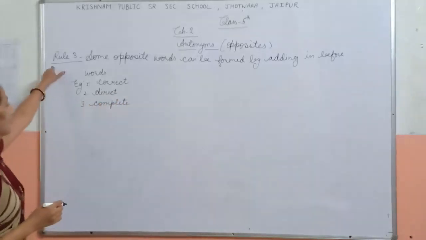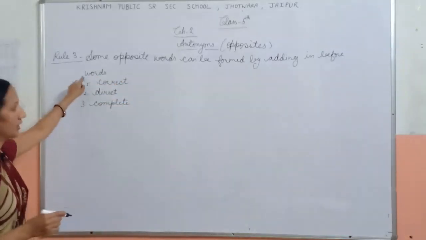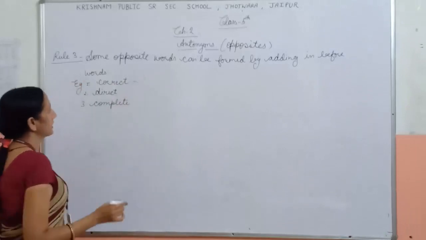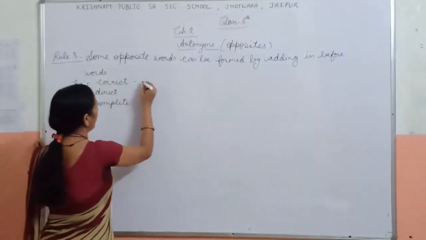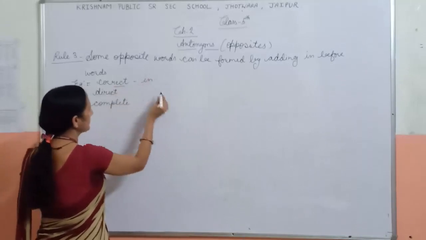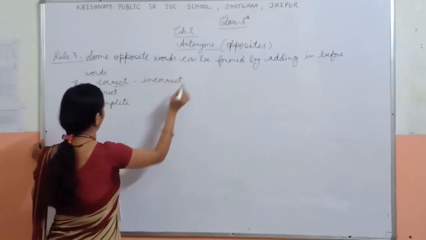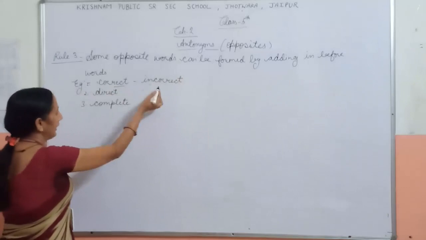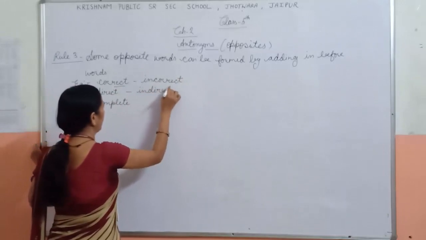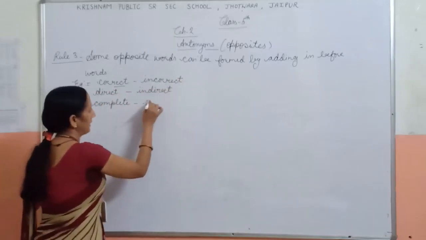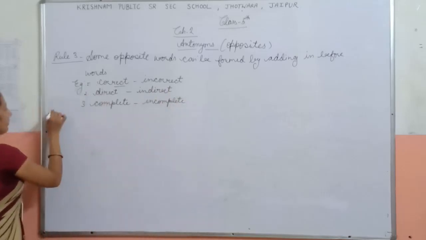Now here rule number 3 is some opposite words can be formed by adding in before words. So our first word is correct, and I add in before our word. So this is made incorrect. This is the opposite of correct, incorrect. Direct, indirect. Complete, incomplete.